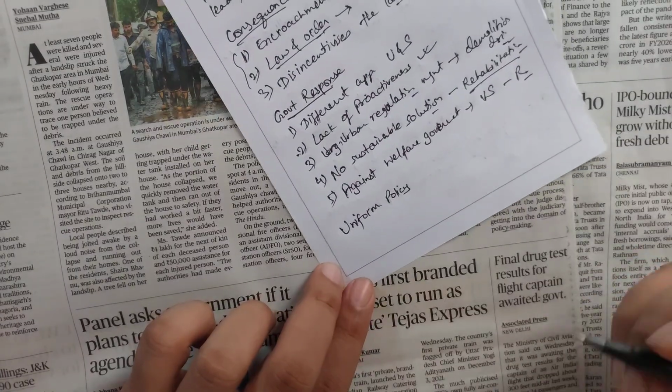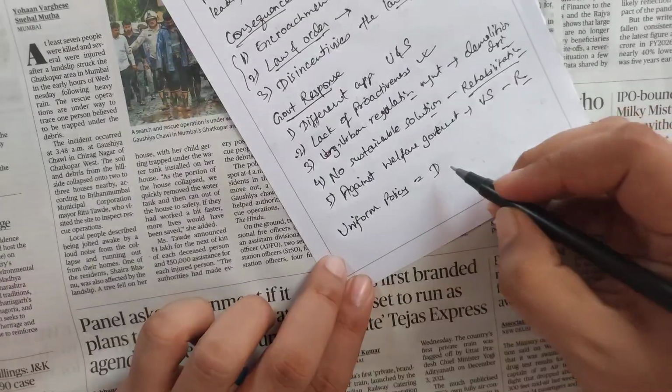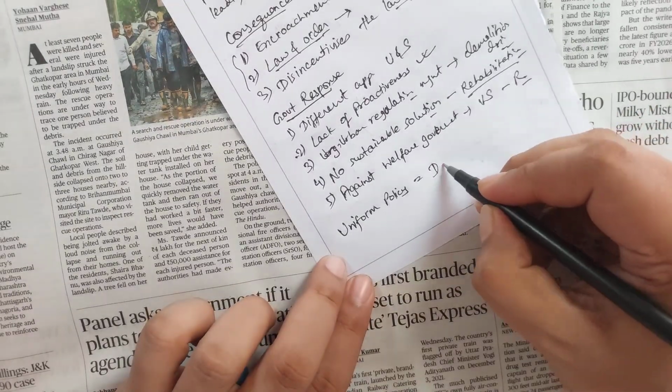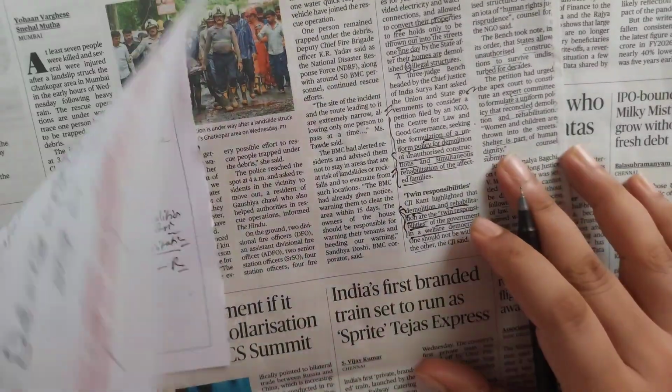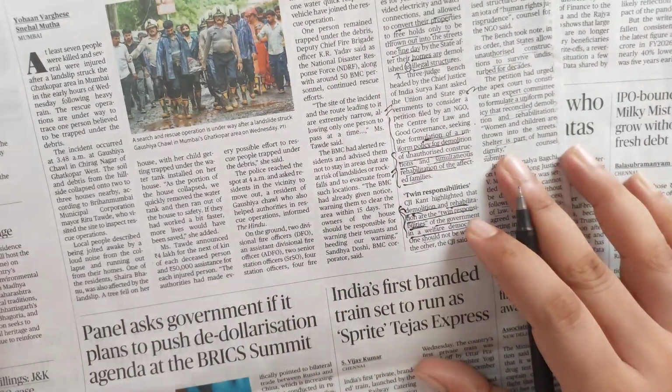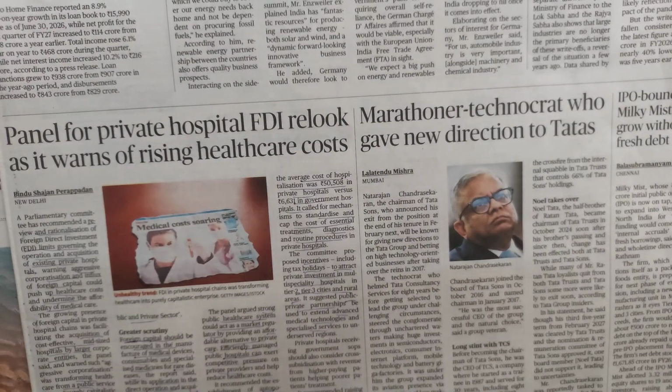So you should be having uniform policy. You should promote actually rehabilitation after demolition. So these were some very beautiful points identified in this article. Now we will move to our third article.